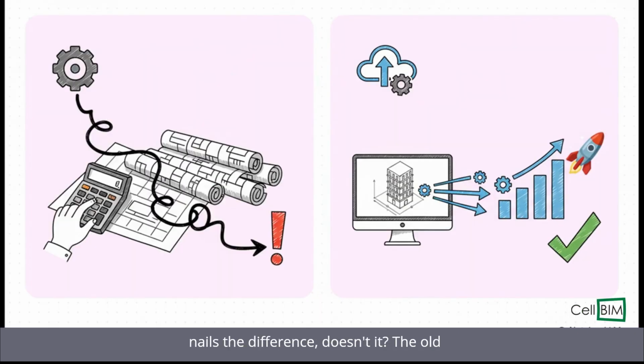This really just nails the difference, doesn't it? The old way is static. It's a snapshot in time that's out of date almost immediately. It's completely manual, which means endless, tedious data entry. And because of all that, it is incredibly risky. The 5D ready way, on the other hand, is dynamic. It's alive. It's automated, so you're using logic instead of just clicking around. And the result? It is just fundamentally more accurate.